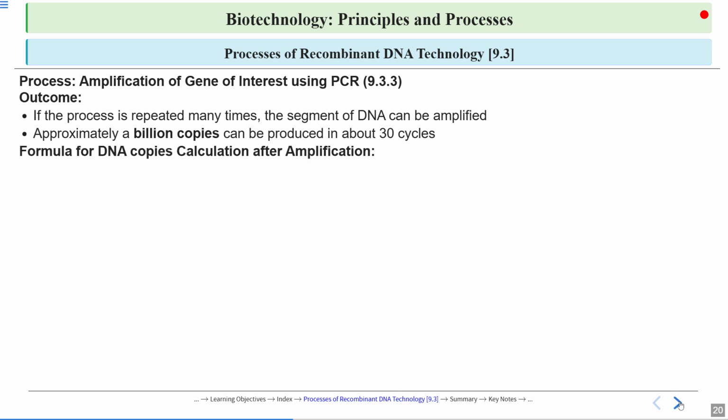So what is the formula by which we can calculate how many DNA copies we are going to get after amplification? Here is the formula: N equals N naught into (1 plus E) to the power n. Here N denotes the total number of DNA we are going to get at last. N naught is the initial number of the DNA, whereas E represents the amplification efficiency. What is the efficiency of that PCR machine? And n represents the number of cycles.